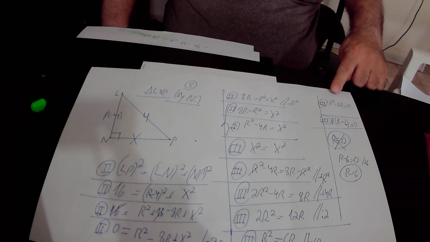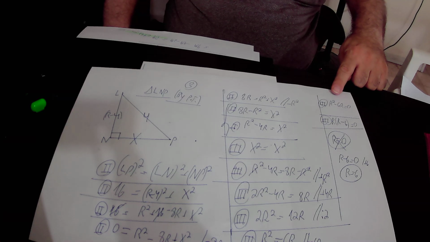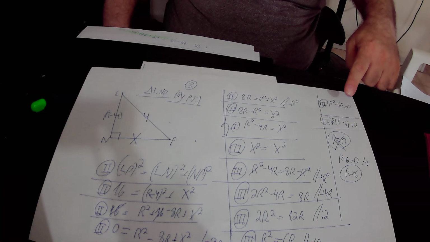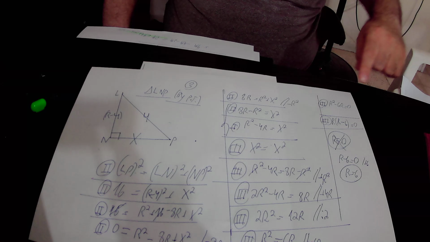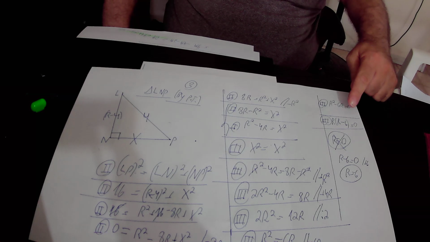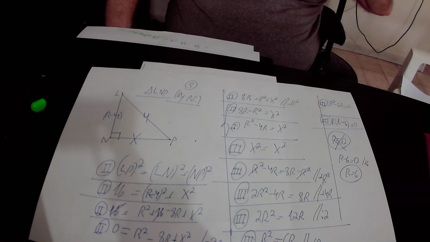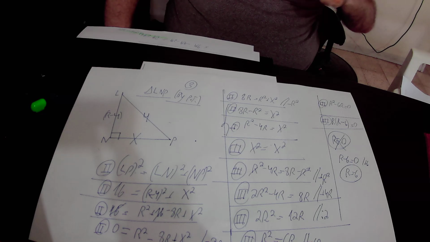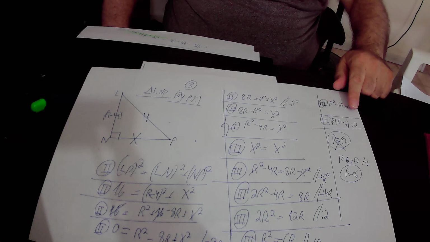Here we took r as a common factor from equation number 3, so what is left from r squared after we took from it r as a common factor? What is left? It is actually r. And what is left from minus 6r after we took from it r as a common factor? What is left? It is actually minus 6. So in conclusion, according to equation number 3, r times (r minus 6) equals 0.